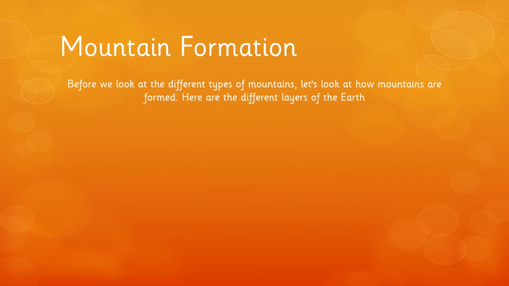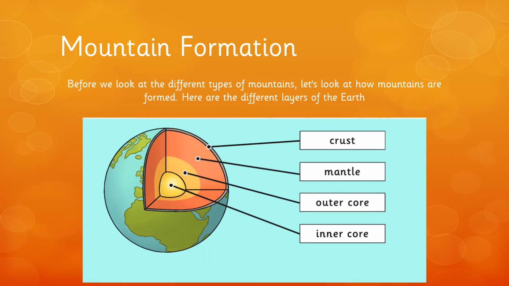Let's have a look at today's work now. We're going to look at the different types of mountains, but before we do that, we're going to look at how mountains are formed. Below is the different layers of the earth. In the middle is the inner core. The inner core is a thick ball of iron and is 5,200 degrees Celsius.